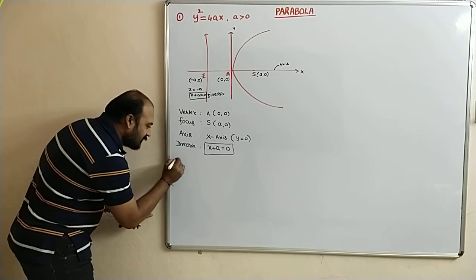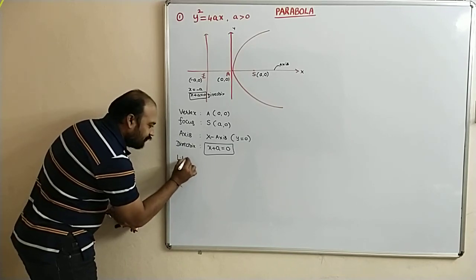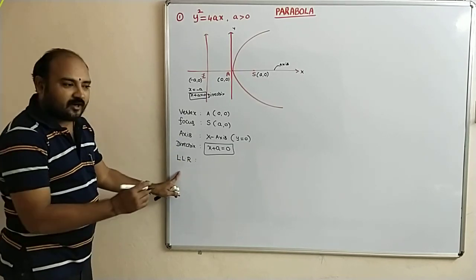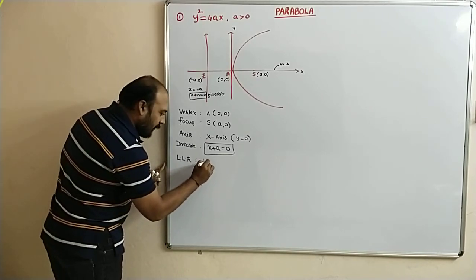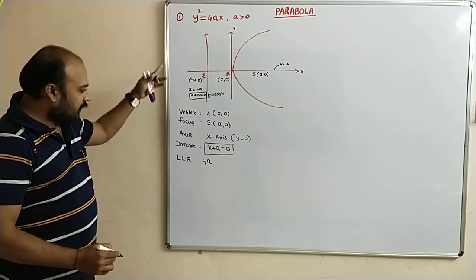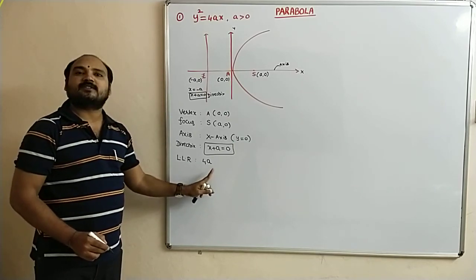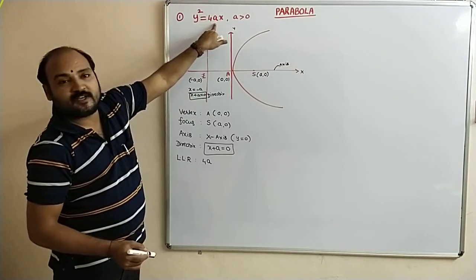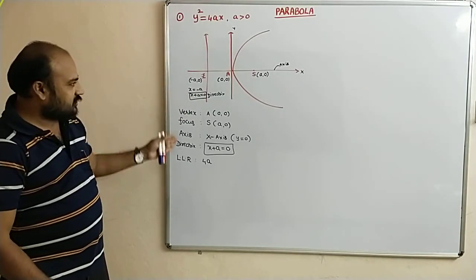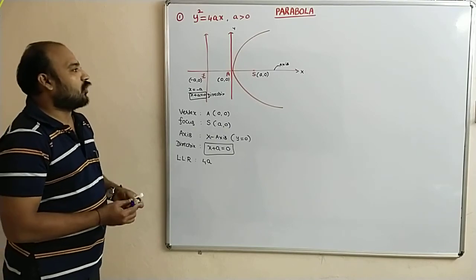Next, length of latus rectum, LLR. I will explain the proof of LLR in the coming classes. Length of latus rectum is equal to 4a. For all the types of parabolas, the length of latus rectum will be the same, 4a. Here 4a represents the length of latus rectum. This is about the first diagram, y square equal to 4ax.